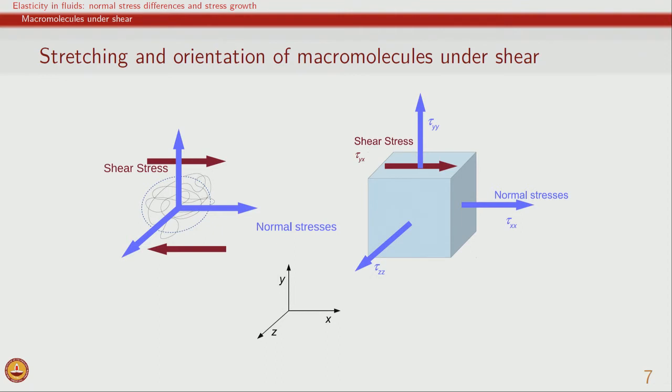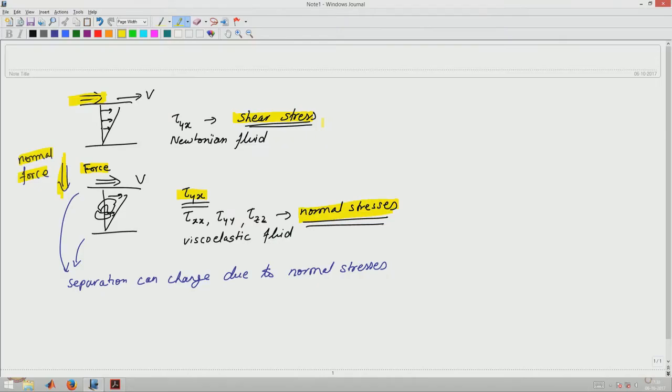So, let us look at how these normal stresses arise in different types of fluids that we already know. What we are saying is, we are imposing a simple shear flow as was drawn here, where the flow is in the x direction, therefore, we have only velocity v x, and it varies only as a function of y.